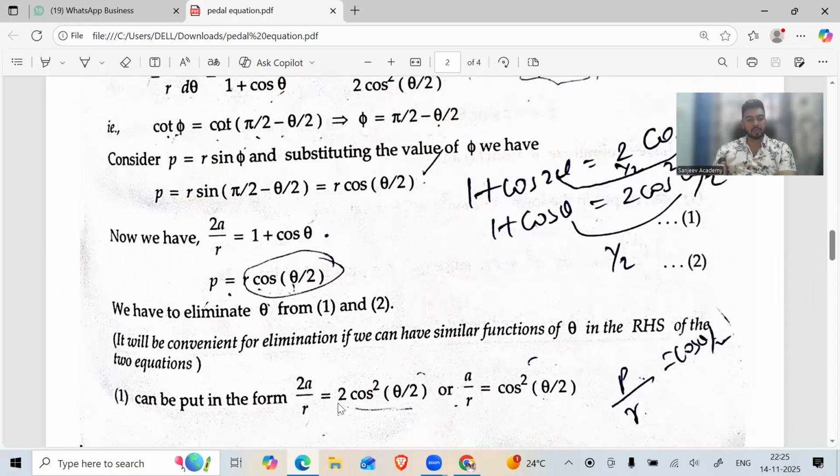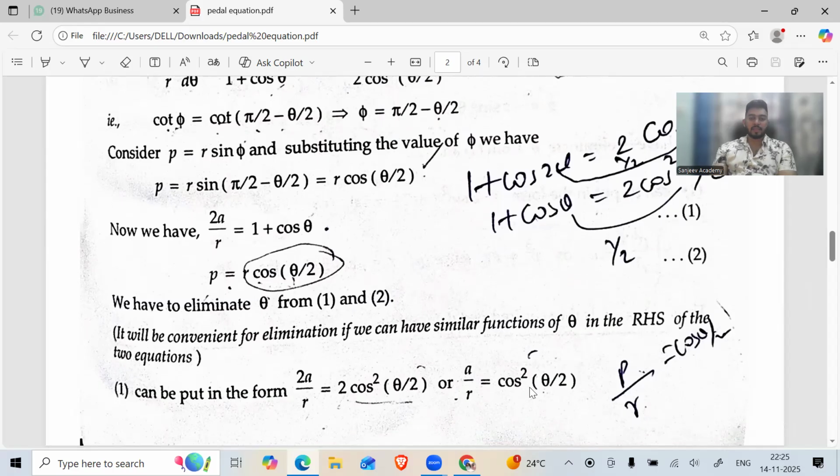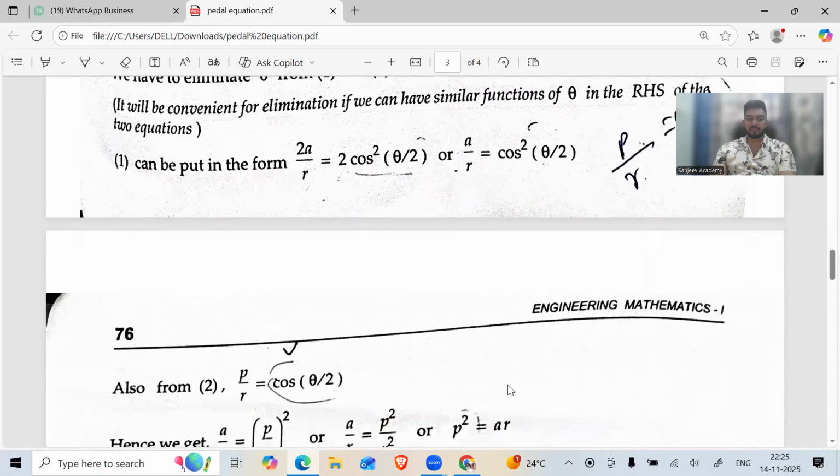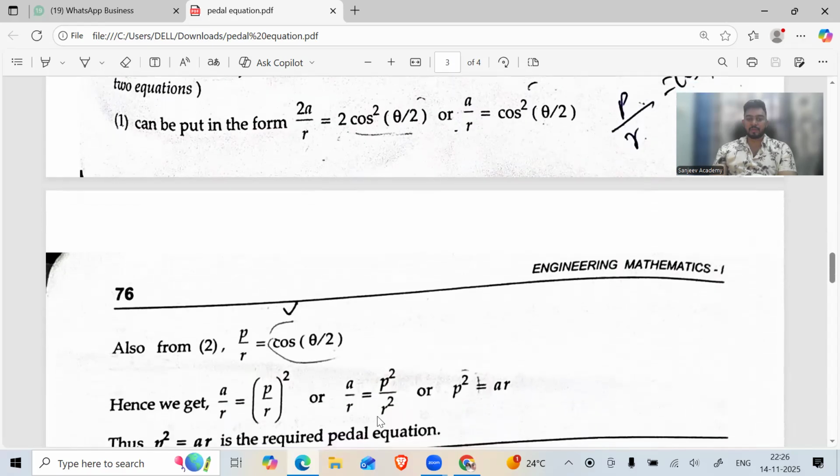Okay. So 2 and 2 will get cancelled. So a by r is equal to what? cos square theta by 2. But what is my cos theta by 2? p by r. From this equation, you see what is cos theta by 2? This r will come down, p by r. So p square by r square we will get. Correct. a by r is equal to p square by r square. Pause it and do it. Then only you will be in the same flow as me.